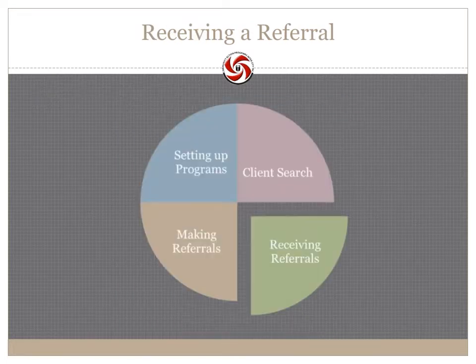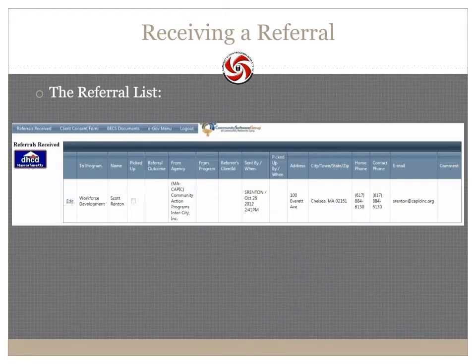So now that you've gone over setting up programs, client searches, and making referrals, we can go to the last section, which is receiving referrals from other agencies. Now, as stated before, when you receive a referral, the first thing you'll get is an email from the BECS system indicating another agency has referred one of their clients to your program. When in BECS, going into referrals received, you'll see a screen similar to this one. You'll see a line that indicates what program the client was sent to, the client's name, where they were sent from, who sent it, and when.